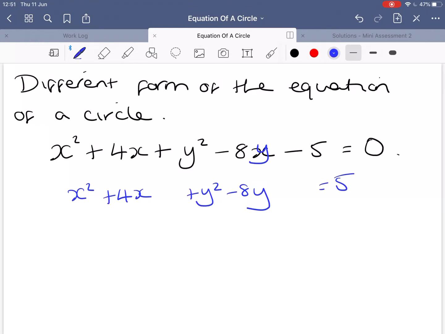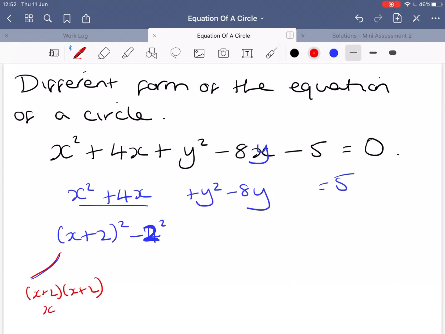So I have to take this x squared plus 4x and complete the square on it. And I know x squared plus 4x is x plus 2 all squared, take away 2 squared. Okay? Because if you remember when I expand that, I'll just do a quick example. If I expand x plus 2 times x plus 2, it gives me x squared plus 2x plus 2x plus 4. And it gives me an extra plus 4 that I don't want because I only want this bit. So I have to take away that extra 2 squared.